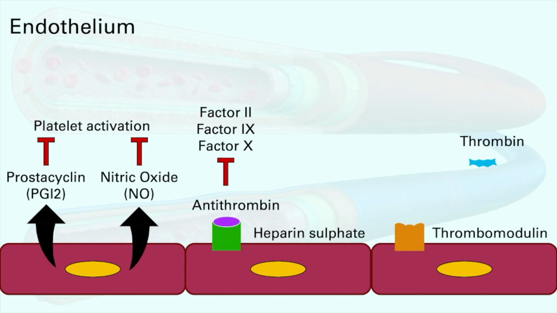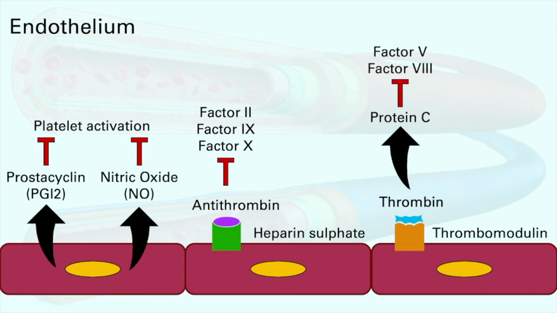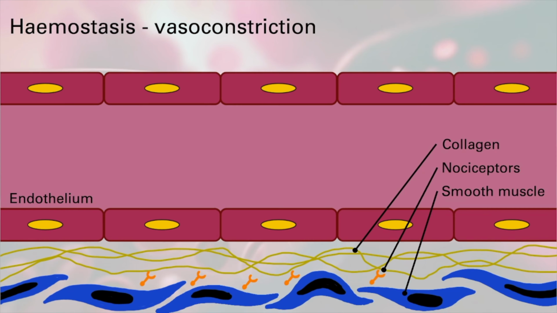Lastly, thrombomodulin binds thrombin or clotting factor 2, which in turn activates protein C, resulting in the activation of clotting factors 5 and 8. So now that we understand what happens normally, let's look at what happens during the different stages of haemostasis. Vasoconstriction occurs any time there is mechanical damage to the vascular wall and underlying structures to prevent excessive amounts of blood from escaping the blood vessel.